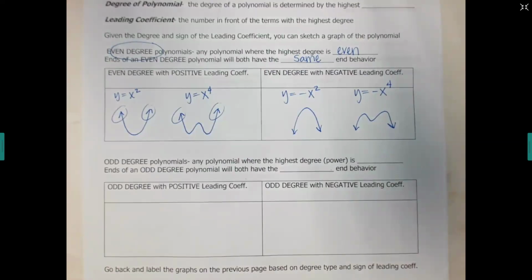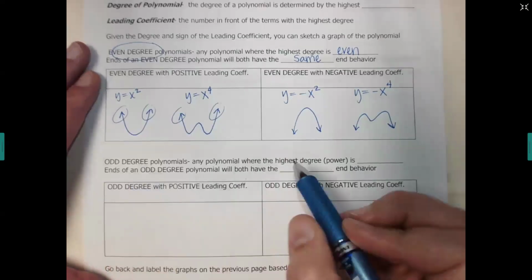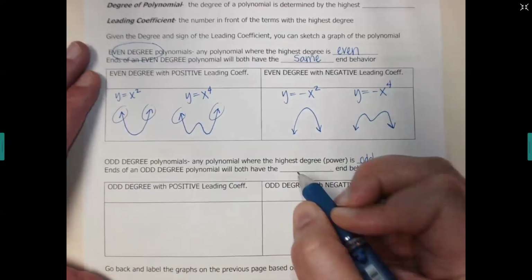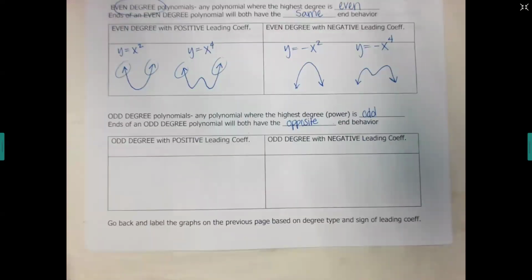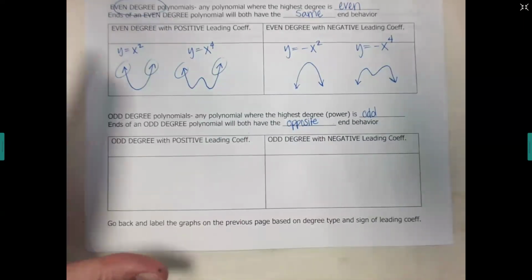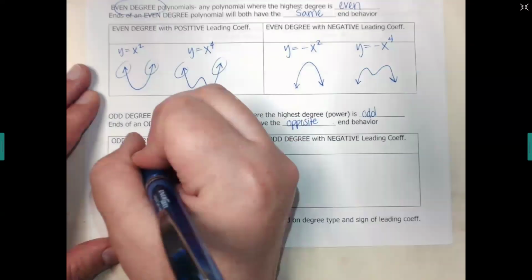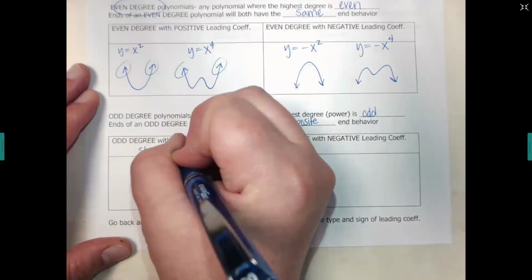All right, now let's do odds. If you remember when we covered odd functions, we talked about your ends being the opposite. So fill in the blank here for an odd degree. Your highest power is odd and they have opposite end behavior. Specifically, that means one end is going to be up, one end is going to be down. If you have an odd with a positive coefficient, overall, your roller coaster should be uphill. So it's going to start low and end high.